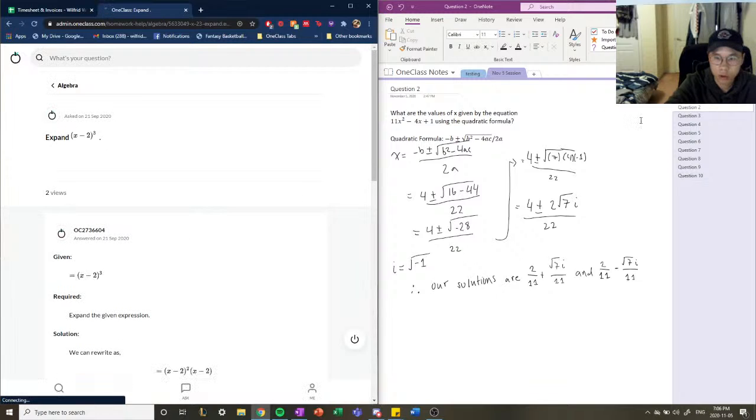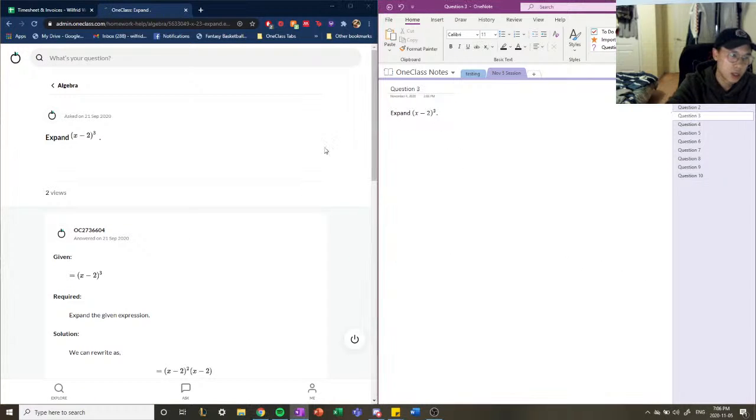Okay, so question number 3. Expand (x minus 2) cubed. Okay, so whenever you're expanding anything, that means that they want you to list out all the terms of this equation.